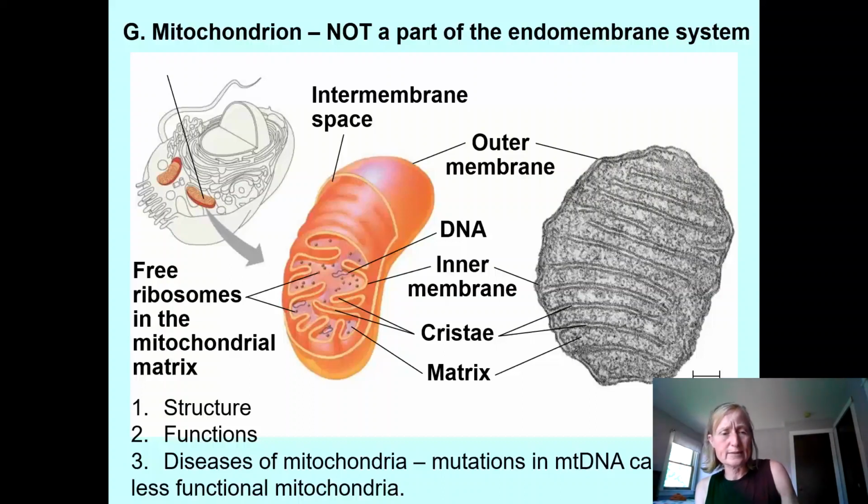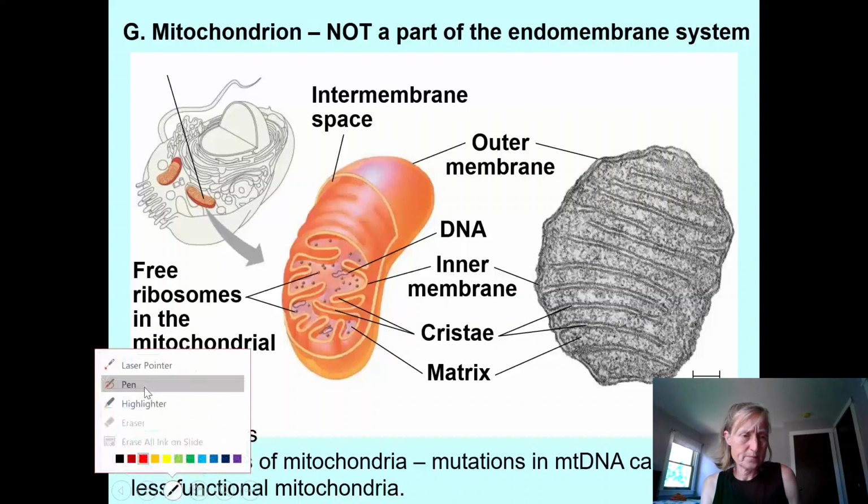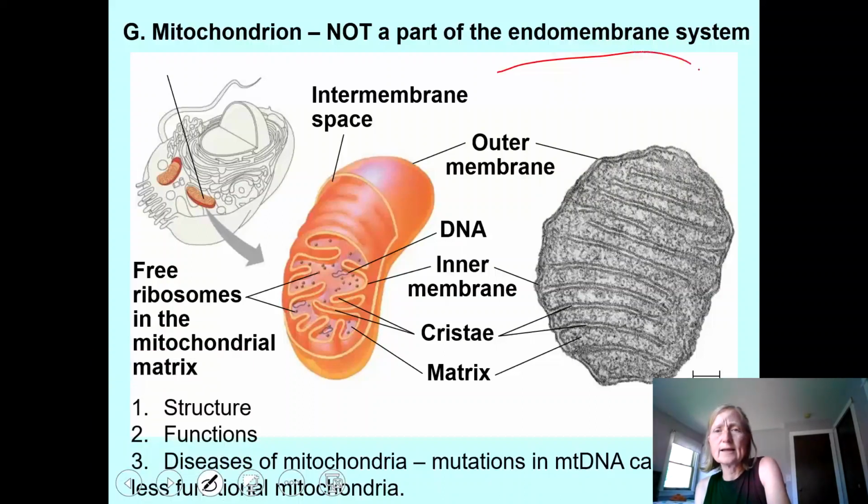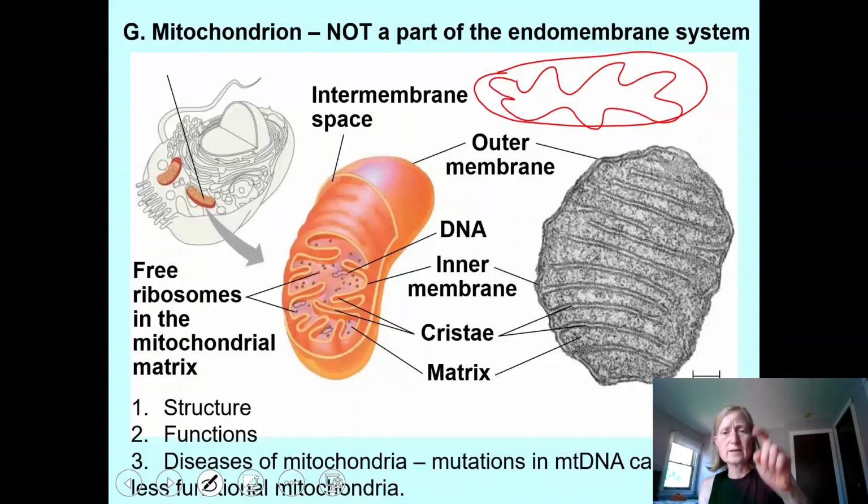The outer membrane is smooth, as you can see, and sometimes they're drawn like this, and the inner membrane is highly curved, so it has a much larger surface area than the outer membrane. And then there's a space. There's the matrix in the middle, okay, and then there's the space between the membranes, so we've got a couple of spaces where things can happen.